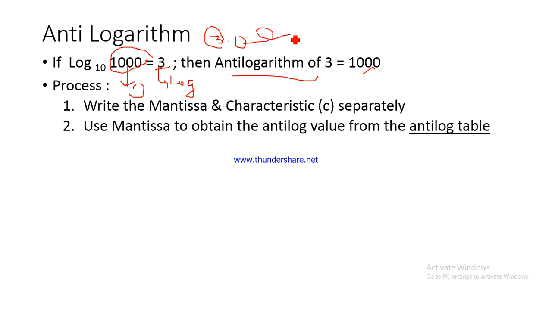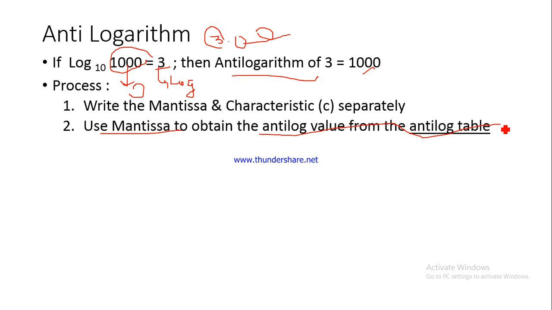Once you have done that, the first thing that you'll have to do is find the mantissa. You have to use the mantissa to obtain the antilog value from the antilog table. So then you have your mantissa in front of you and you will go to the antilog table to find out the antilog value. Is this fine? Right? We'll do some examples to make you understand this better.